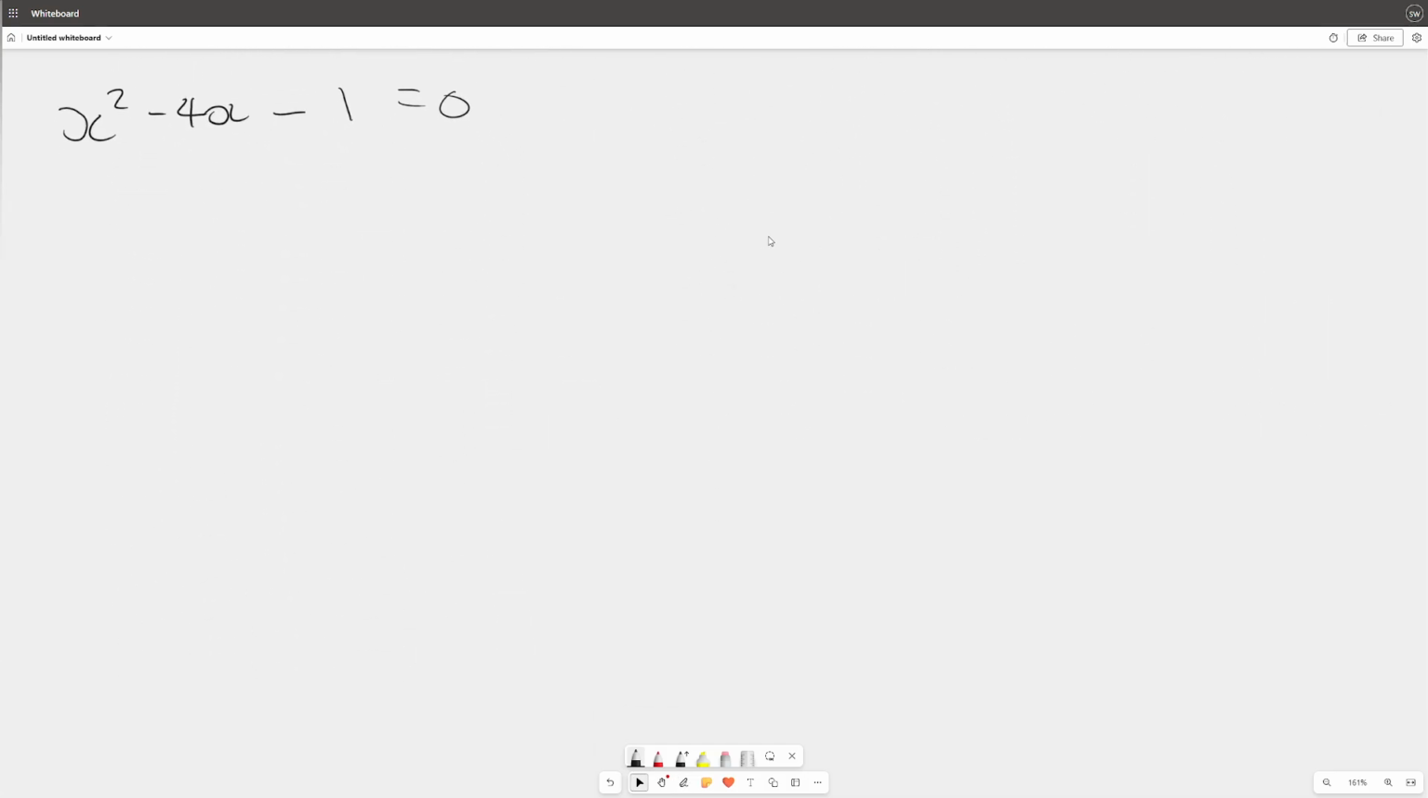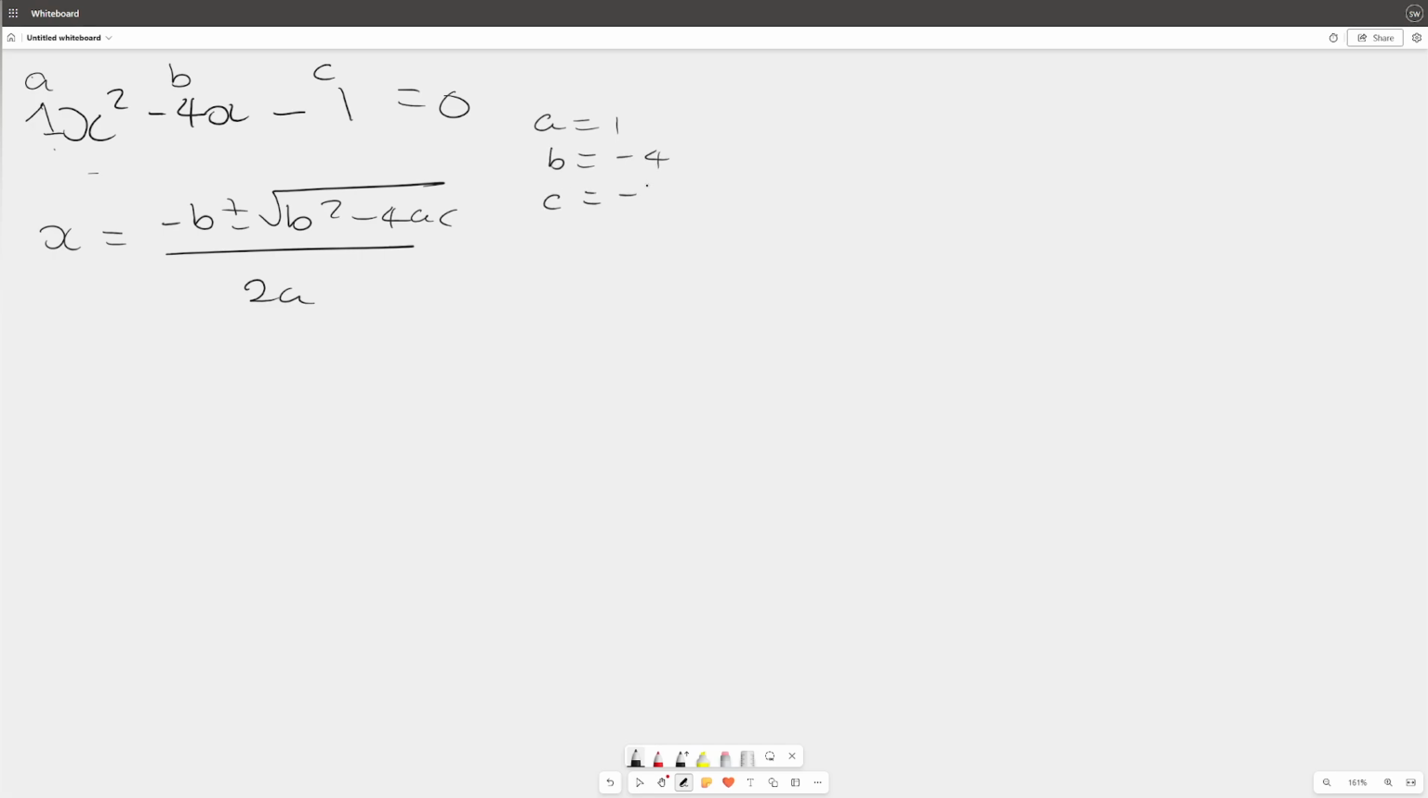X squared minus 4x minus 1 equals 0. Again, we just have a 1 here, so that's fine. Let's write down our quadratic formula. Sometimes it can help, as you're writing down the formula, to sing the song, helps you remember it, and it also just makes sure that you get it right when you write it down. So our a value is going to be 1, our b value is going to be minus 4, and our c value is going to be minus 1.